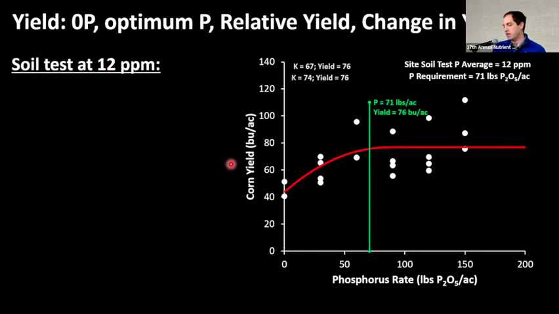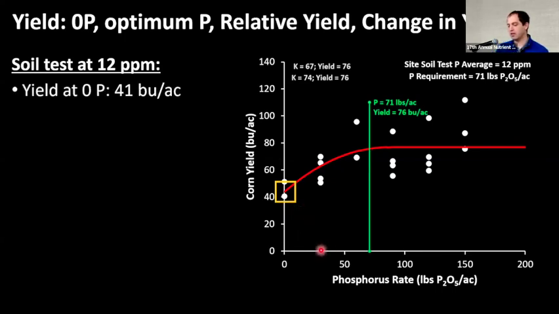For this example, this field was at 12 parts per million Olsen phosphorus. There are a few parts of this graph that are important to look at when we're looking at recommendations. The first part you need is the zeros, the controls. People like zeros, so we know what happens without fertilizer. This is our yield at 0, which, for example, in this field was 41 bushels per acre.